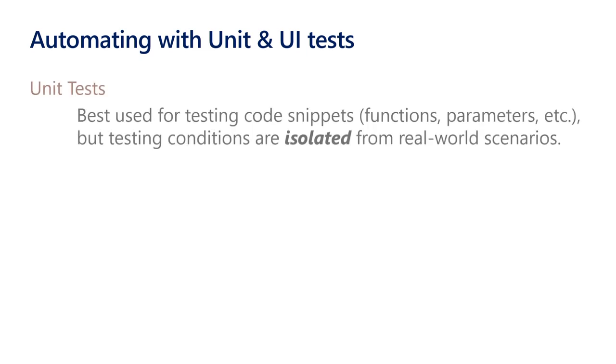Now this is where unit and UI tests come in and where the real automation starts. So I'm sure a lot of you guys are familiar with unit tests. And unit tests are great for what they're intended for, which is for validating the health of your source, checking out different parts of your code, templates, functions, parameters. It's great for that. But what it's not good for is actually testing out real-world scenarios. And this is where UI tests come in.